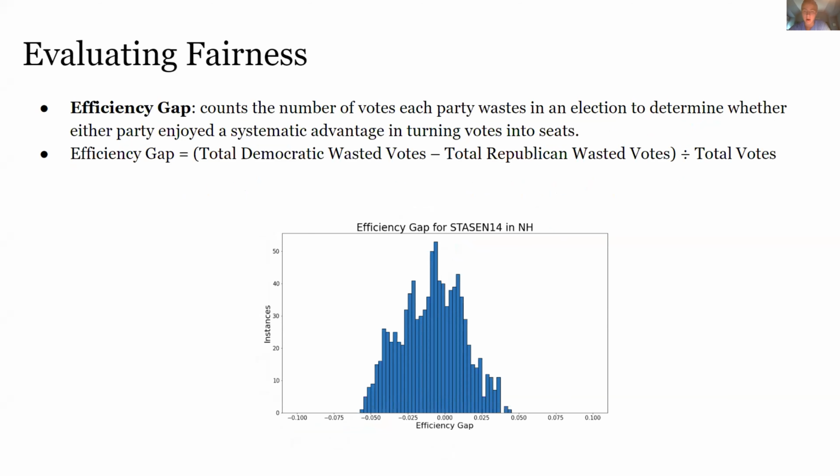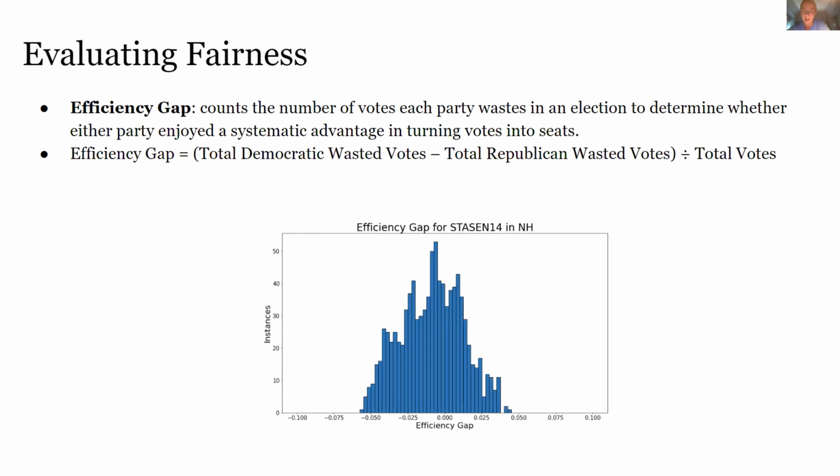Another measure of partisan gerrymandering is the efficiency gap. This counts the number of votes each party wastes in an election to determine whether either party enjoyed a systematic advantage in turning votes into seats. Any vote cast for a losing candidate is considered wasted, as are all votes cast for a winning candidate in excess of the number needed to win.